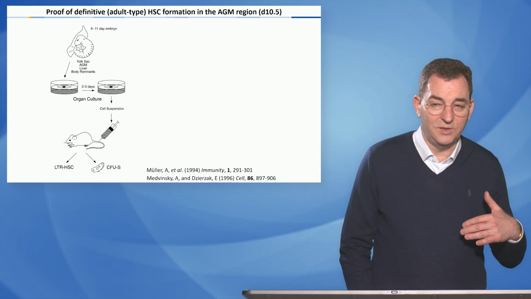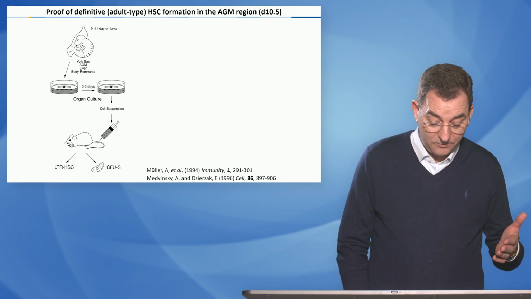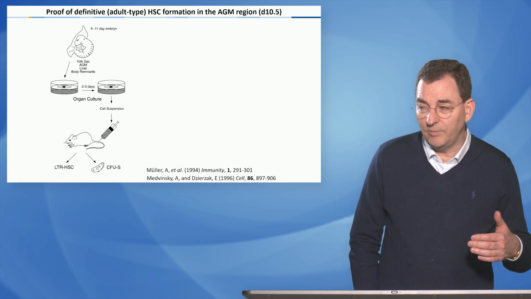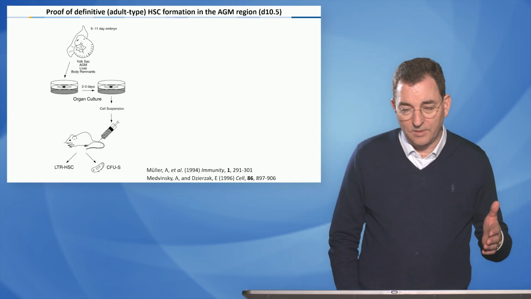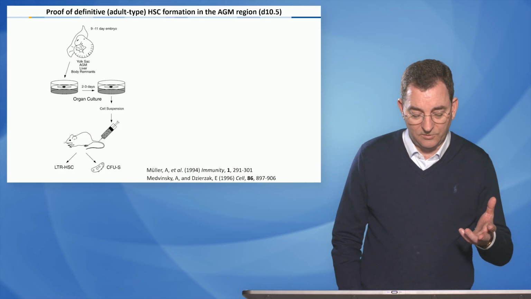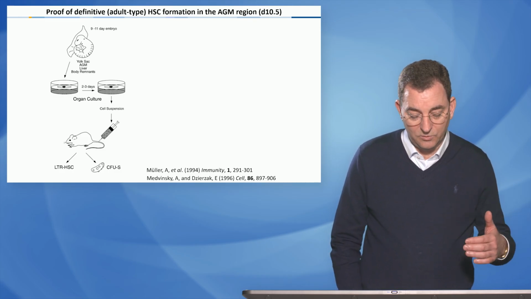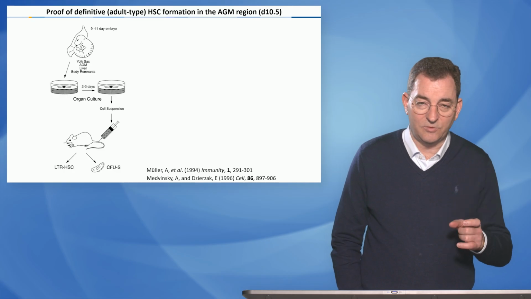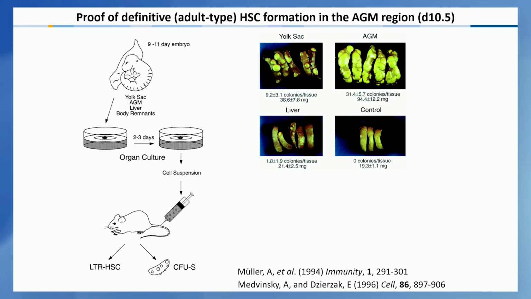They looked after a certain time: does the mouse reconstitute? Does it form blood cells? Does it survive? And they also looked at the spleen, because one of the first places where these cells end up is the spleen, where they start proliferating and forming colonies. So they looked at the so-called colony forming unit spleen, CFU-S. The spleens, when isolated, look bumpy. You'll see that in a second. So this is how it looks.